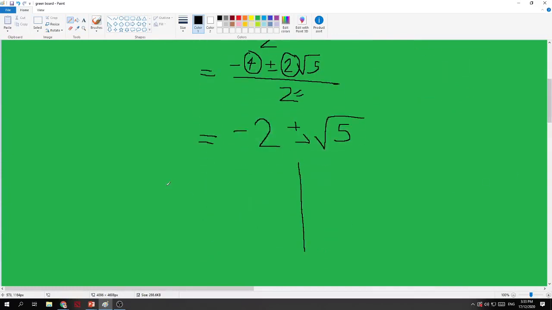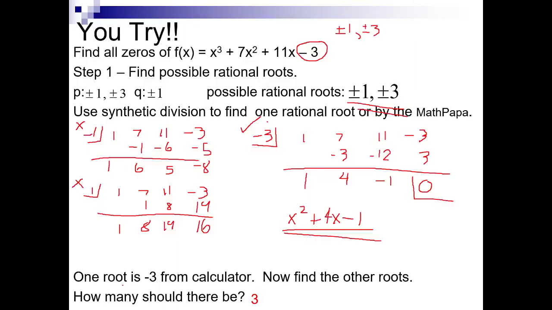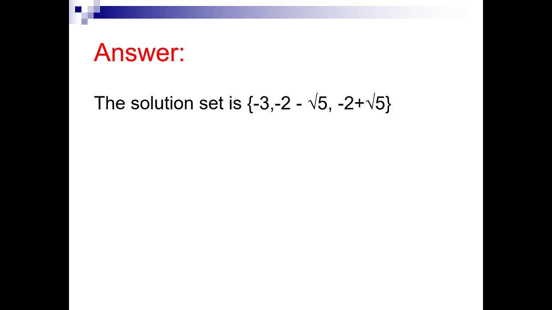Break this down. You have negative 2 plus the square root of 5. The other root is... Very good. There you go. And these are your roots in our presentation. Take note how we already have negative 3 there. And the answer, there you go. Now, negative 2 minus square root of 5, and negative 2 plus square root of 5. That is now our solution set.